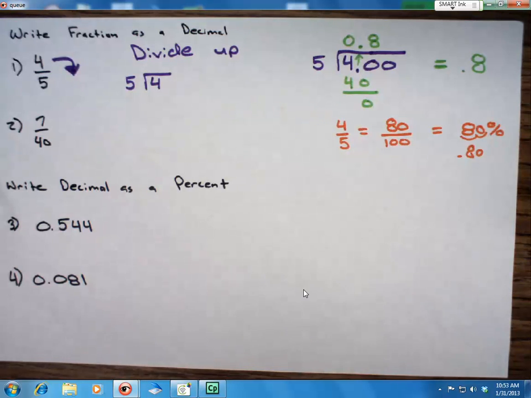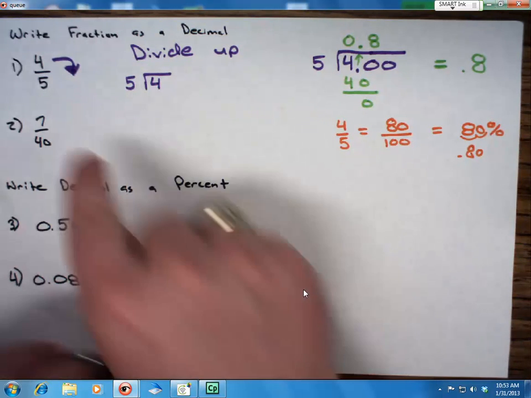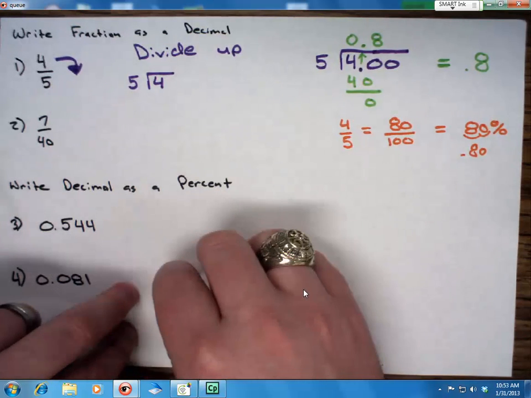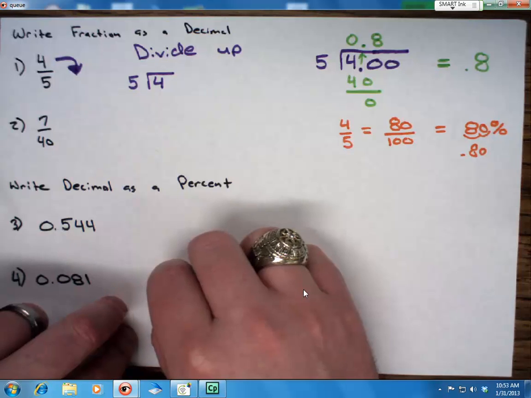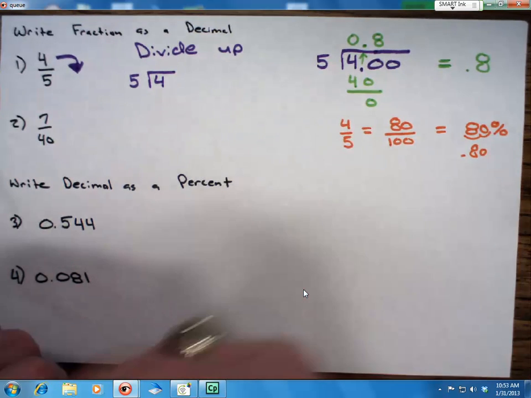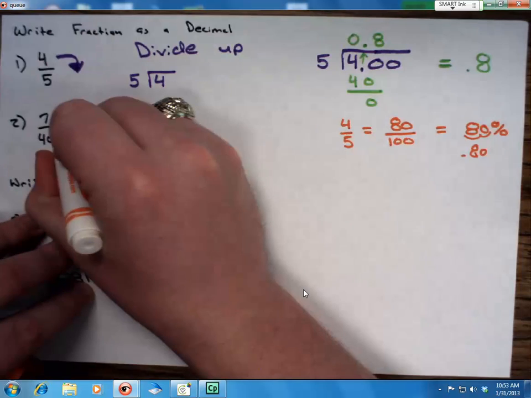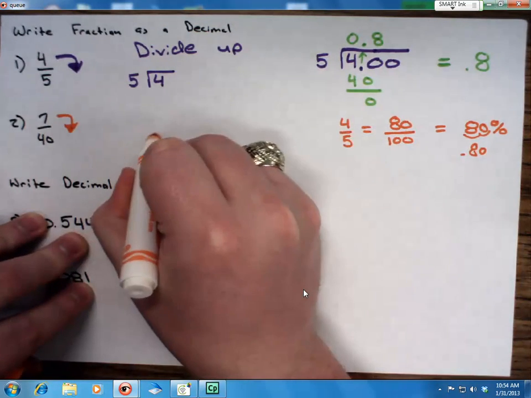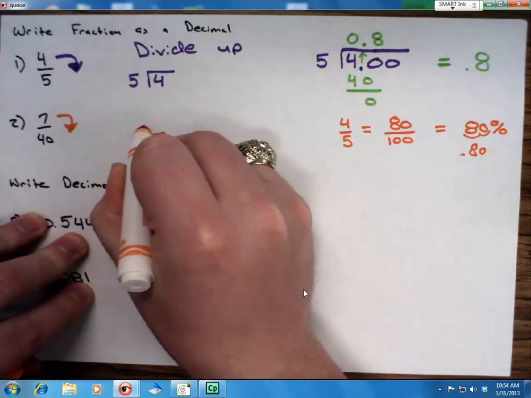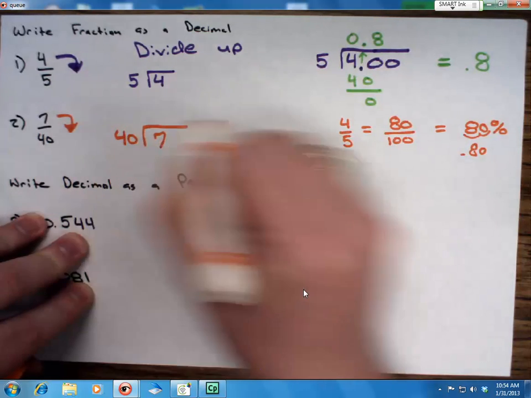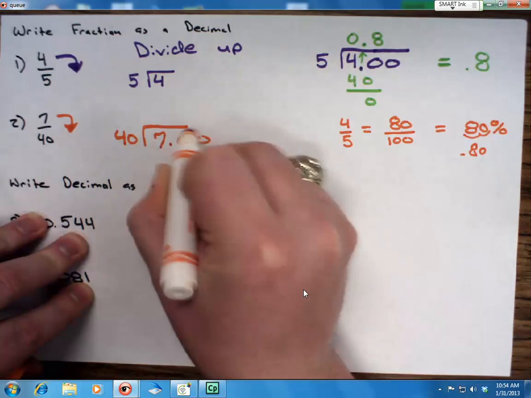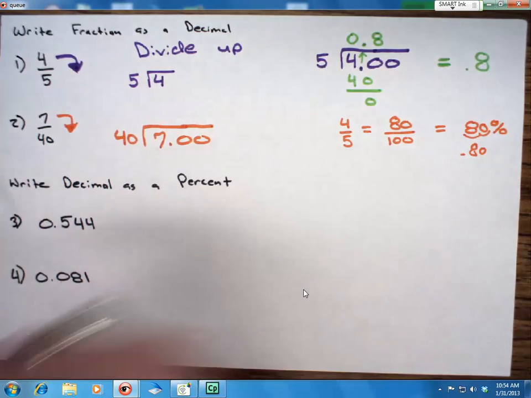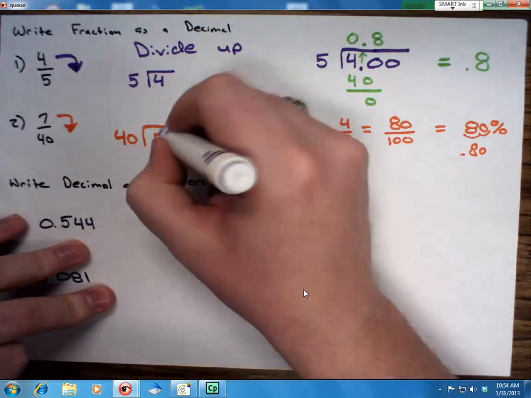Now, the reason why I showed you both ways is because if you look here on number 2, 40 doesn't go into 100 evenly, so we can't really convert that into something over 100 very easily. So on this one, again, we need to divide up. That's what we're going to have to do. 7 goes inside my division box. 40 goes on the outside. I'll add a decimal, and I'll add a couple of zeros there. And then I will divide like I normally would. Well, I know that, raise my decimal up.